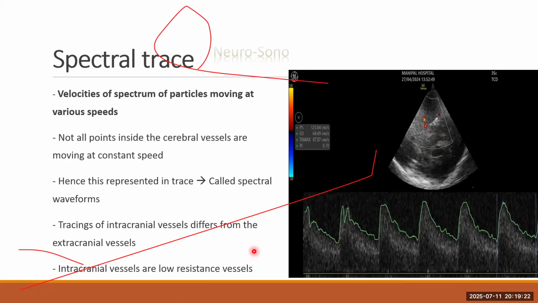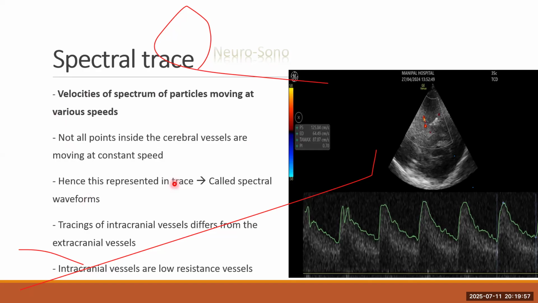we get into what is called a spectral trace. What is a spectral trace? We know that inside the blood vessel, the reflection is caused by the traveling RBCs. All the RBCs moving in the vessel are not moving at the same speed. So a spectral trace is the velocity of the spectrum of particles moving at various speeds. Quite naturally, the particles at the center have the highest velocity, whereas in the periphery it is the lowest. Not all points inside the vessel are moving at a constant speed.